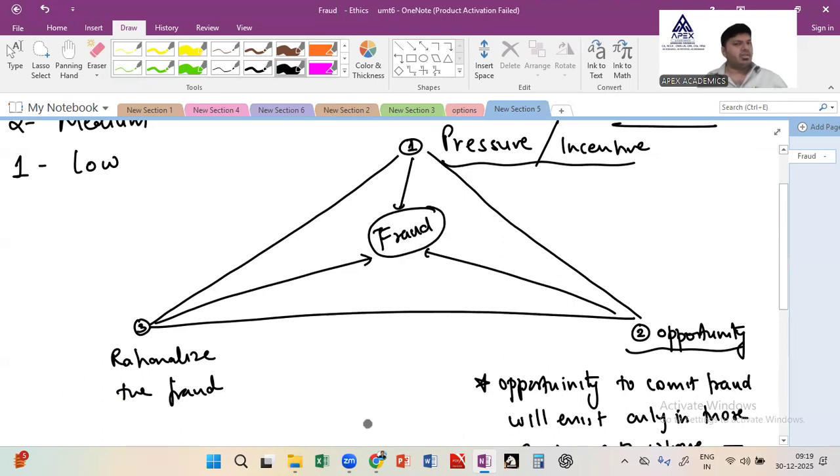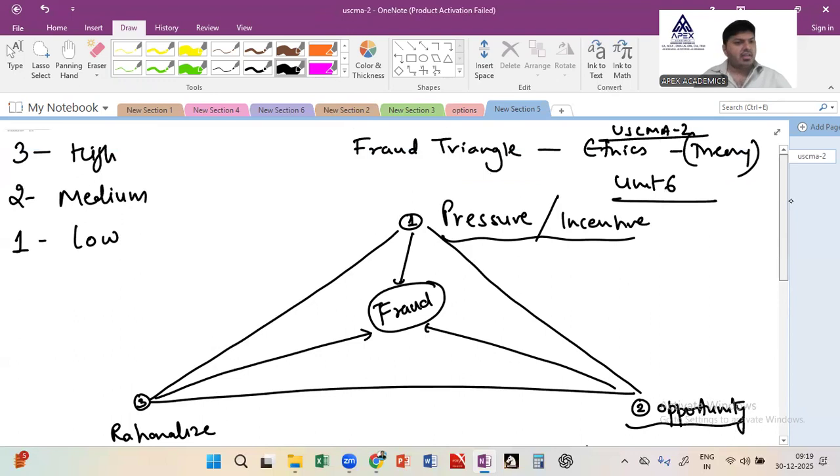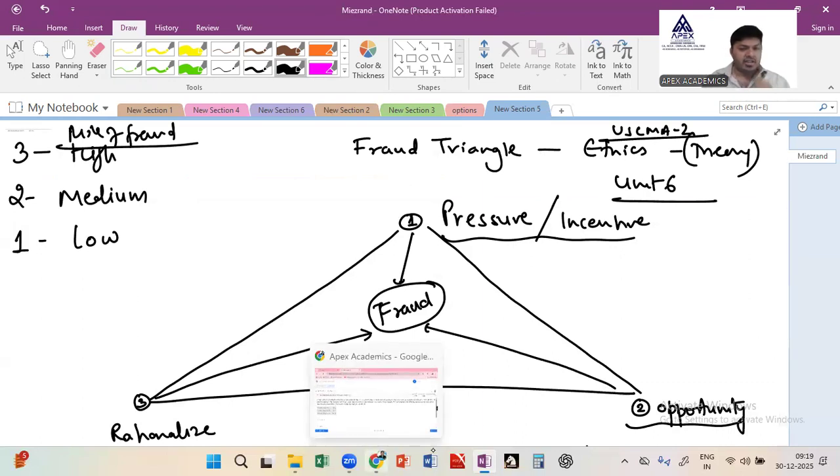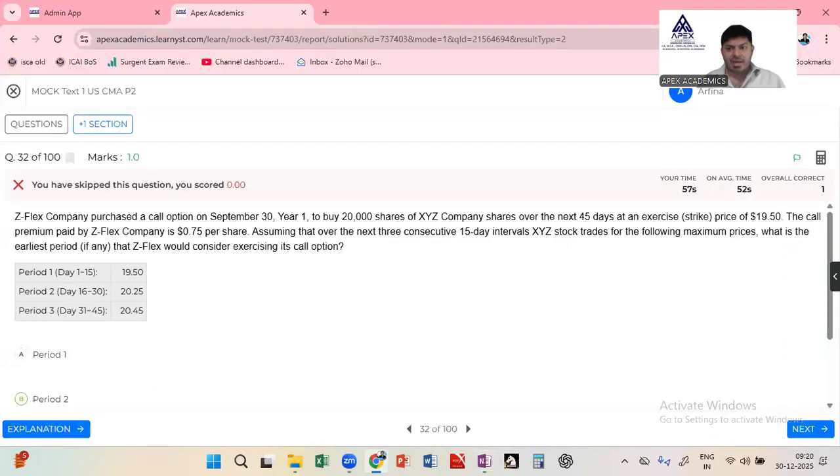Please try to understand this concept. If all of these are there, fraud risk is high. This is the risk of fraud. If all three exist, high. If any two exist, medium. If any one exists, low. I hope you're with me on that. Agree or disagree?